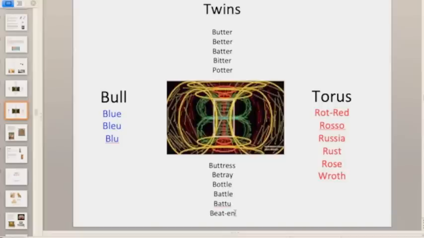Bottle, looks like a Taurus field. A battle, these are battling energy fields. Battu, en français. Beaten, to beat something. You see? Bull Taurus, bull Tor, bull Tor.